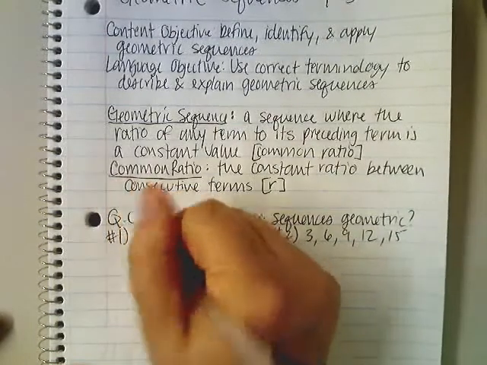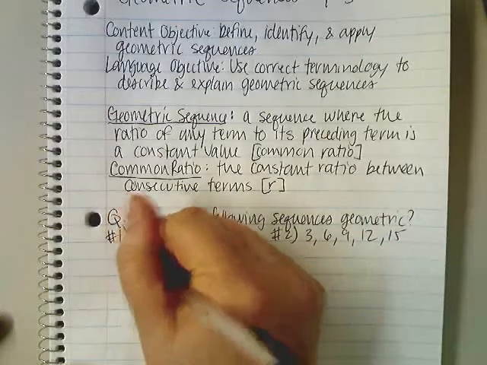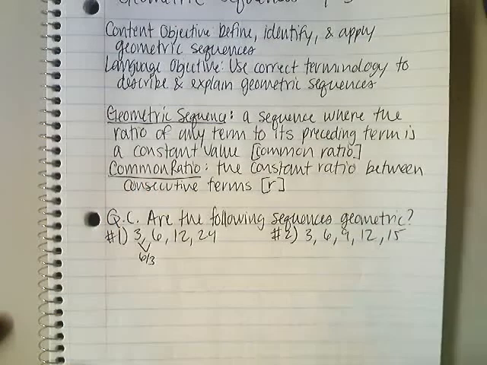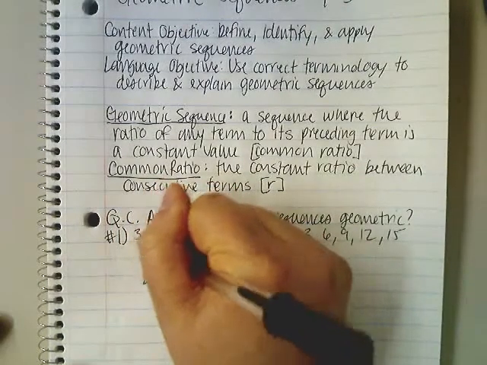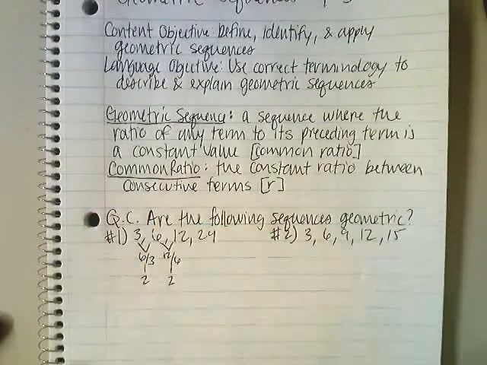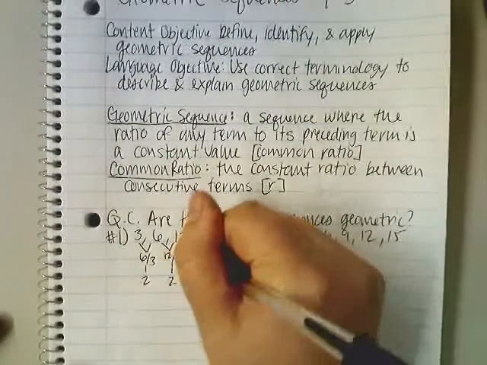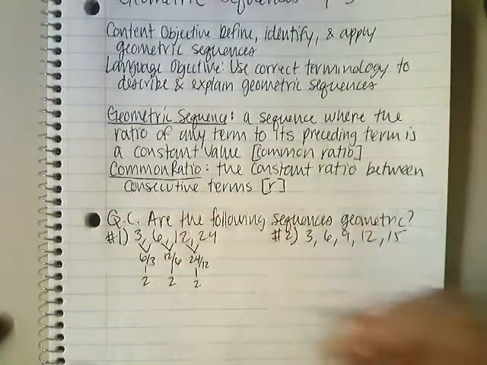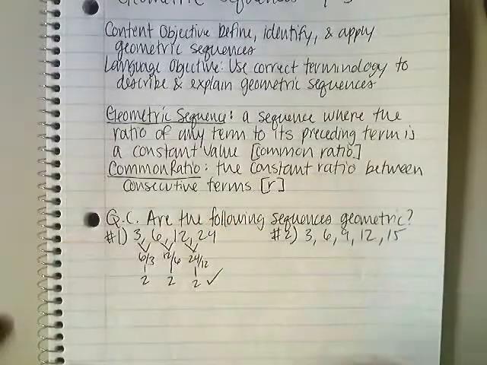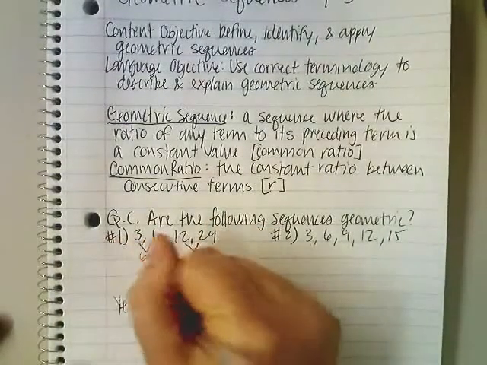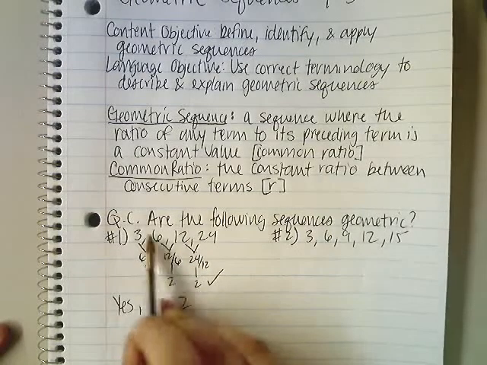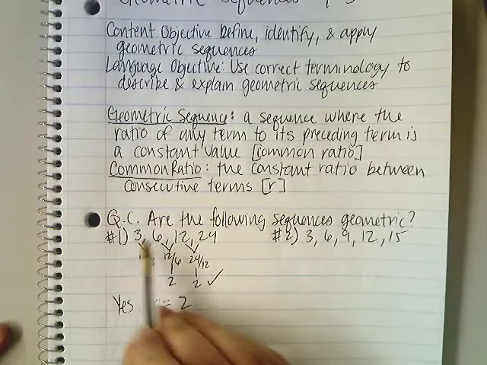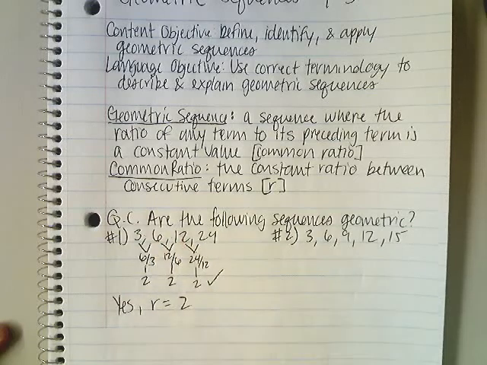So first thing I'm going to do to figure out if there's a common ratio, I'm actually going to set up a ratio. I did the term divided by the previous term, and I got 6 over 3, which is 2. Here I'm going to do 12 over 6, which again simplifies to 2. 24 over 12, again simplifies to 2. So there is indeed a common ratio. So yes, r equals 2. The first one is geometric because I'm consistently multiplying by 2 to get the next term. So 3 times 2 is 6, 6 times 2 is 12, 12 times 2 is 24.